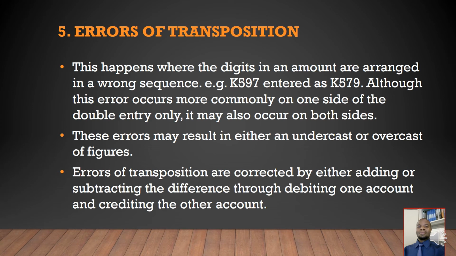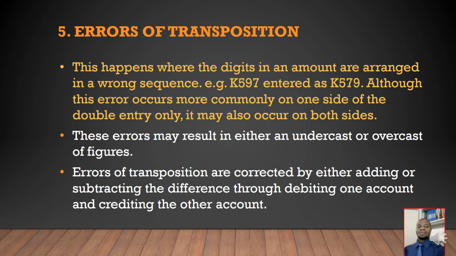So what is an error of transposition? An error of transposition is one that happens where the digits in an amount are arranged in a wrong sequence. For example, where 597 is entered as 579. So there is a complete interchange in the positioning of the digits 9 and 7 there.